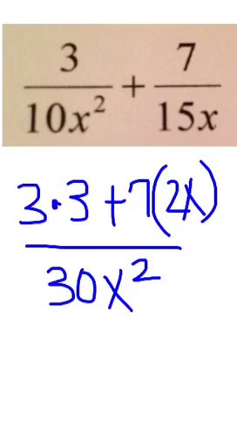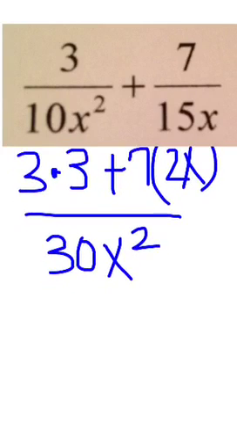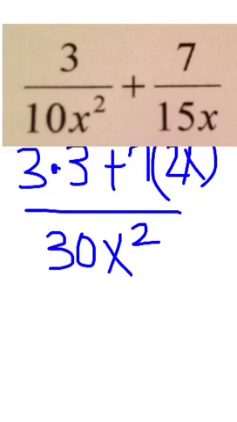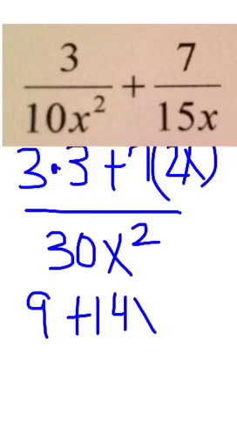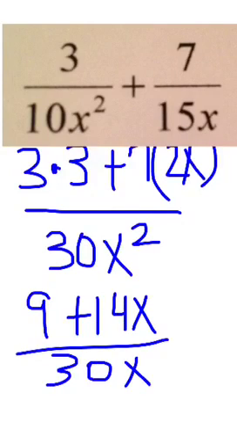At this point, multiply, so that would give us 9 plus 14x all over 30x squared. Nothing can be simplified or canceled out or even factored, so this would be our final answer.